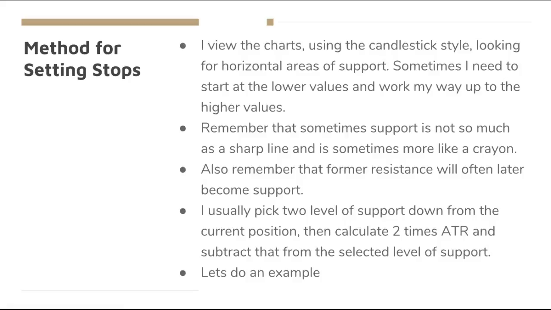I view the charts using candlestick style, looking for horizontal areas of support. Sometimes I need to start at lower levels and work my way up to higher values. Remember that sometimes support is not so much a sharp line, it's sometimes more like a crayon. Also remember that former risk will often later become support. I usually pick two levels of support down from the current position, then calculate 2 times ATR and subtract that from the selected level of support.